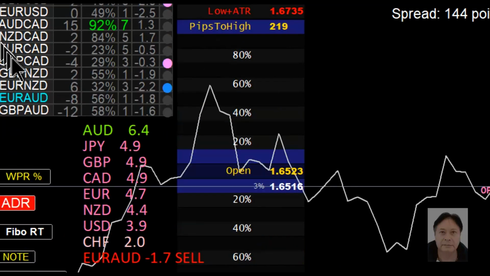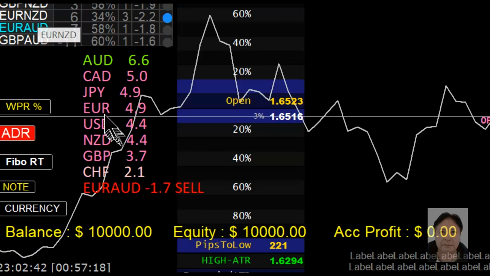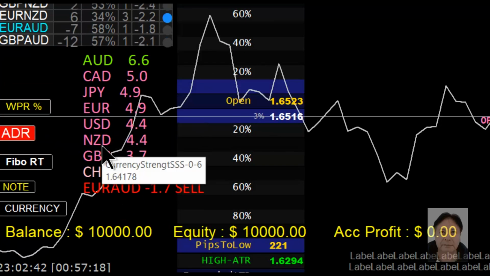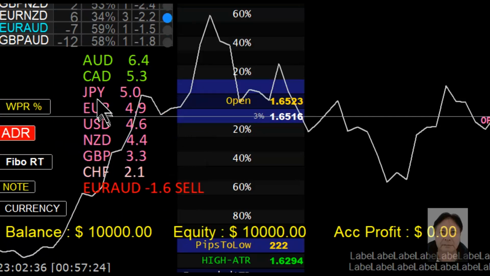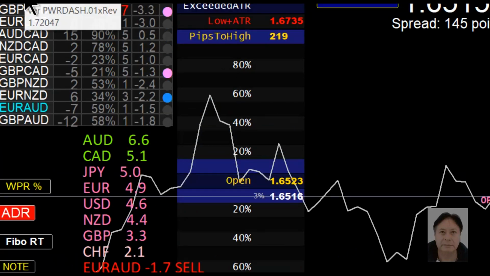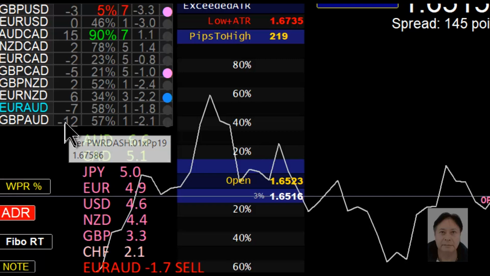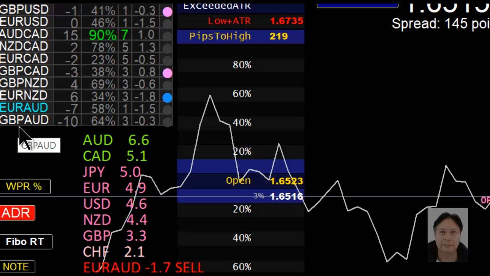Let's have a look. What about the euro? What about euro, right? Euro and New Zealand dollar. The gap is not too great. So these are the things that you need to sort of work out, what currency pair you want to deal with. What about this one? GBP, it's minus 12. It's going down, minus 12. GBP, the British pound, and the Australian dollar.